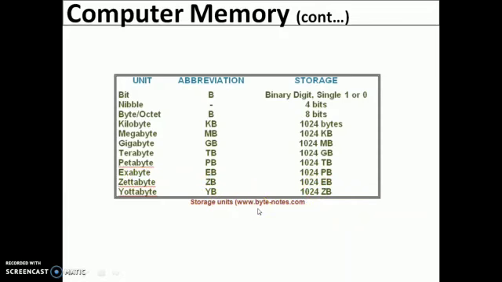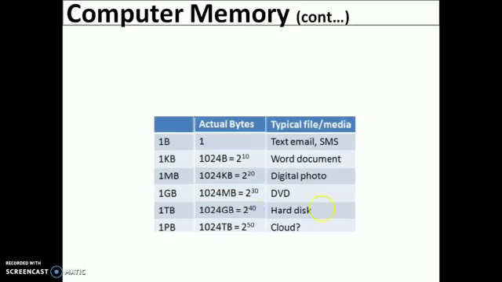This is the storage representation of computer memory. Say, a text email or SMS may be stored in terms of bits. A Word document is stored in terms of KBs. A digital photo may be stored in terms of MBs. A video may be stored in terms of GBs. A hard disk has a capacity of 1 TB. Photos stored on Facebook are in the number of petabytes.